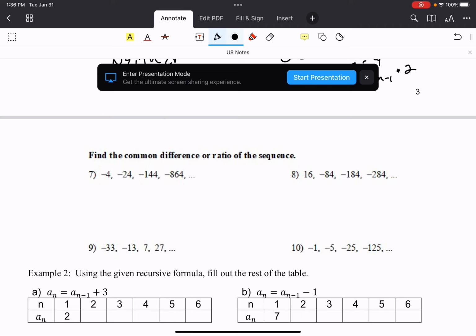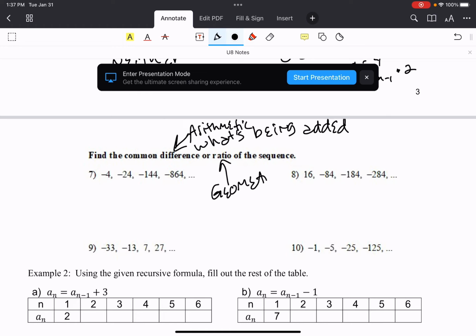When the sequence is arithmetic, what you're adding each time is called the common difference. When the sequence is geometric, what's being multiplied is called the common ratio.